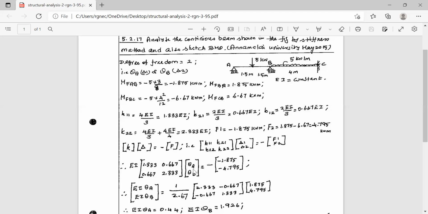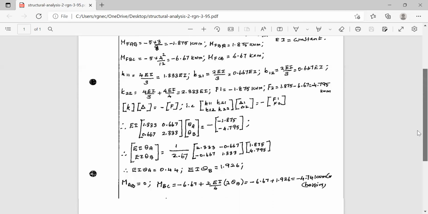this gives the total moment caused by the rotations, and that should be equal and opposite to the unbalanced moment. So that is the minus sign, because equal and opposite, the unbalanced moments, that is F1 and F2, and they are written here. So this is the basic equilibrium equation used for solving the two unknowns theta A and theta B. The rest is matrix algebra.